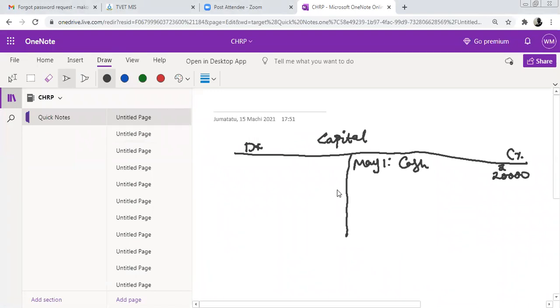Balancing of the ledgers normally takes place on the last day of that particular period. Because these are the transactions for the month of May, we shall balance them on the last day of May. I don't know whether May has got 31 or 30 days, but let us balance it as at the last date of the transaction, which was on 30th.